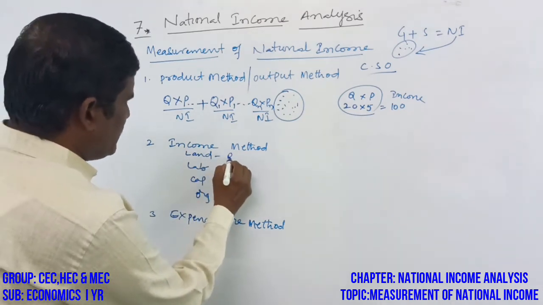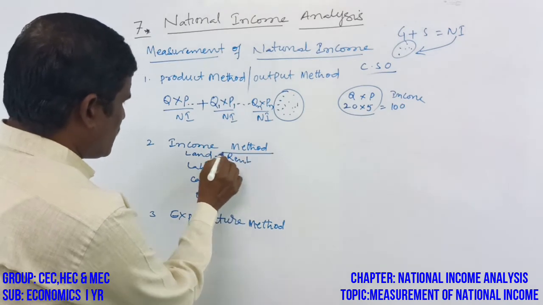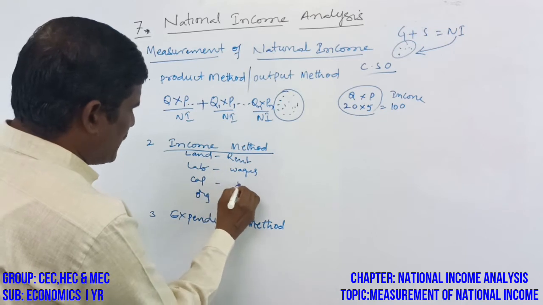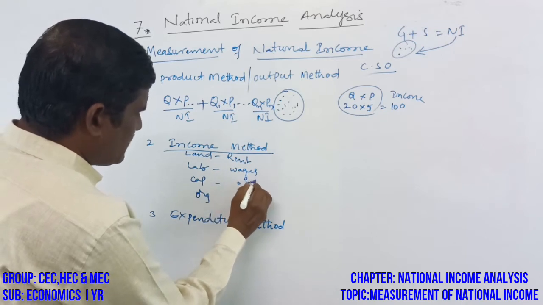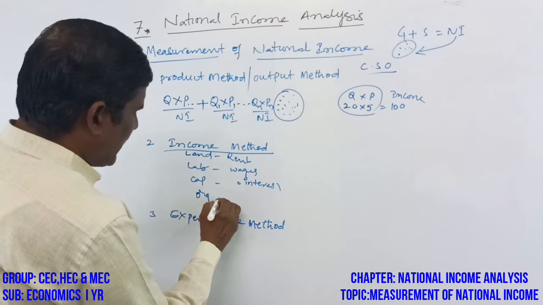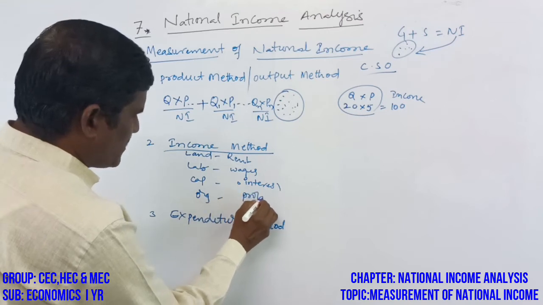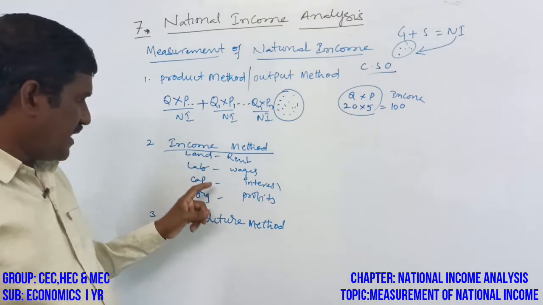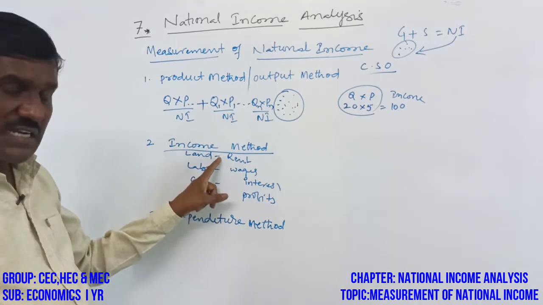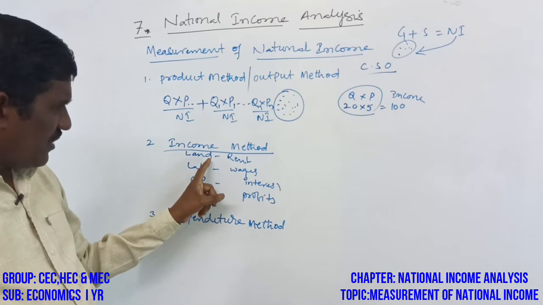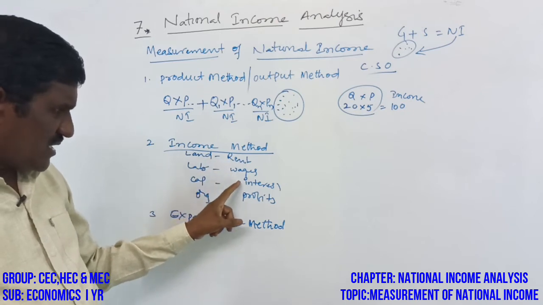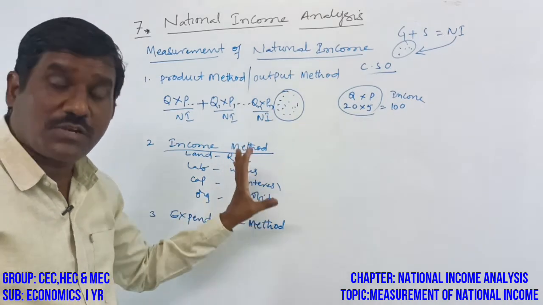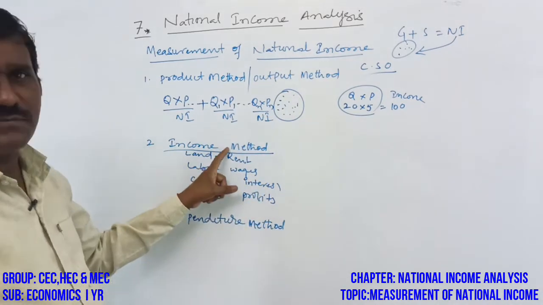Land gets rent, labor gets wages, capital gets interest, and organization gets profits. Okay, once again, the income which is earned by the factors of production is in the form of rent, wages, interest, and profit. So when we add all these factor remunerations, we get the national income.